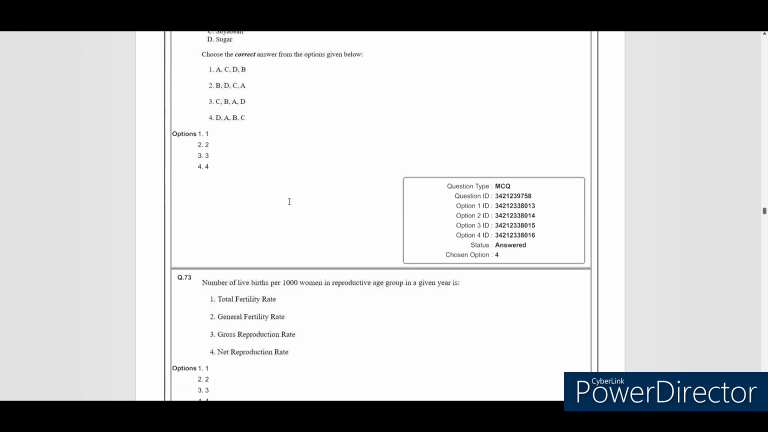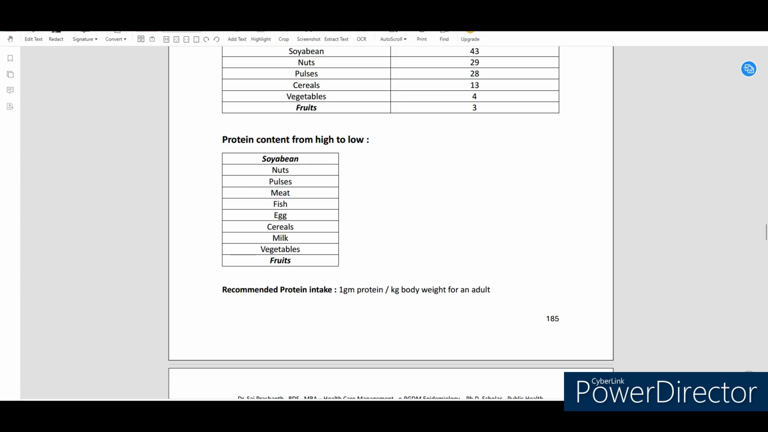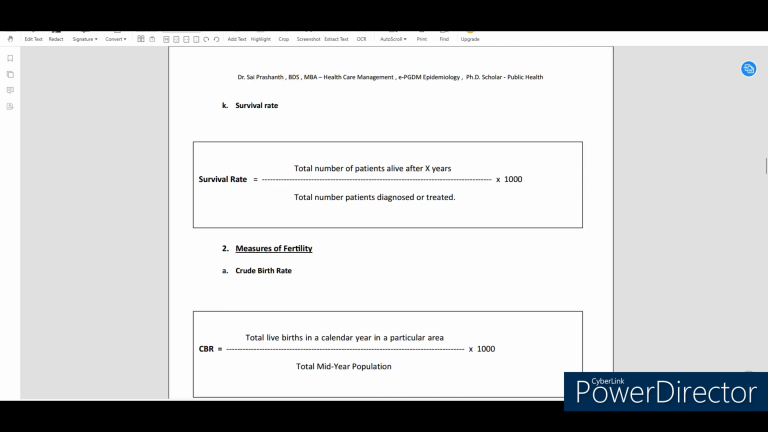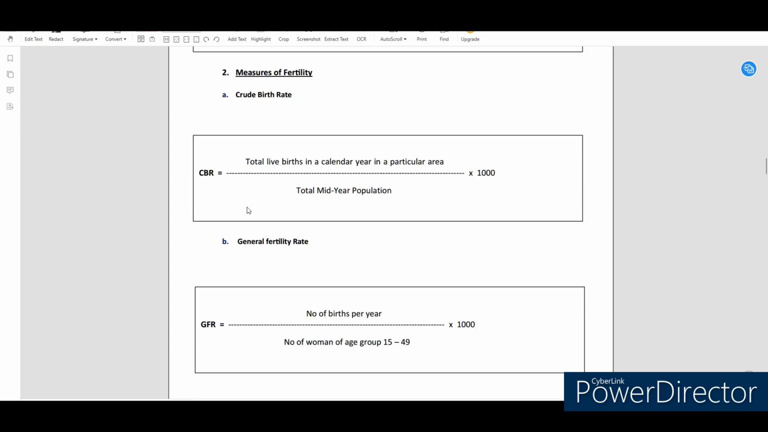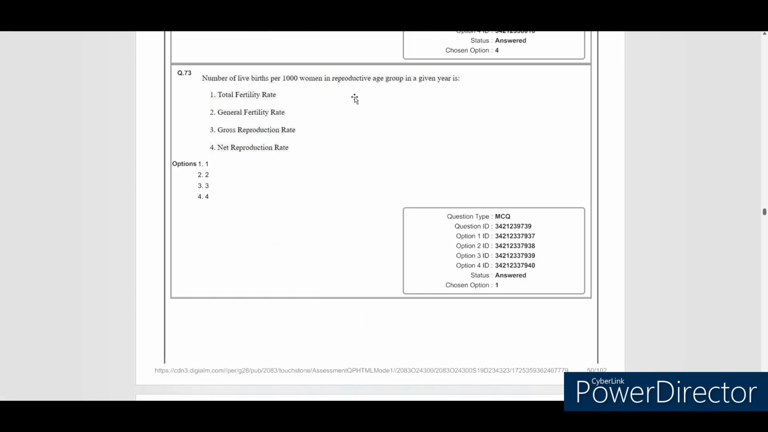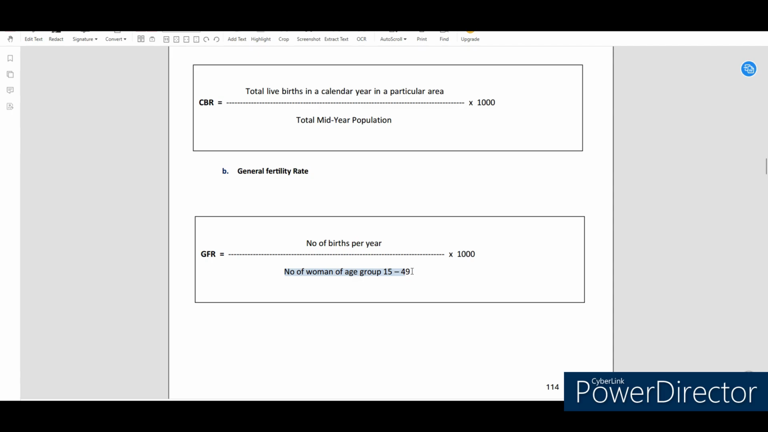Now coming to question number 73, which is also a very direct question from demography. I will show it from my SMCH notes. If you can see, it comes under the measures of fertility. Just check what they are asking. They are saying the denominator should be the reproductive age group in a given year. What does it mean? Under the denominator it should be the number of women of age group 15 to 49, because that is the reproductive age period. So the correct answer is GFR, that is nothing but the general fertility rate.